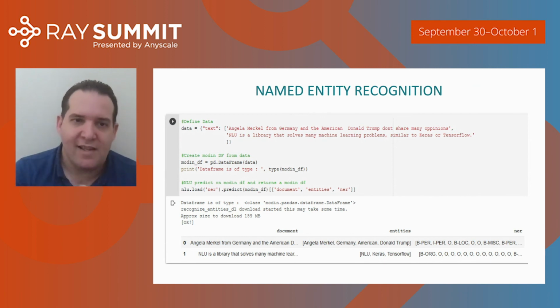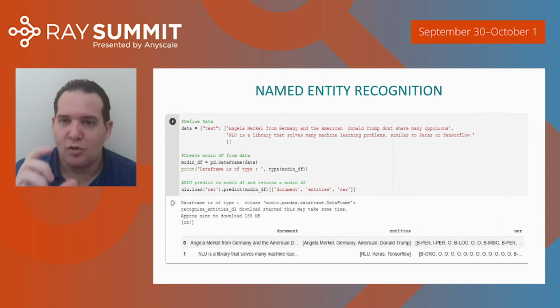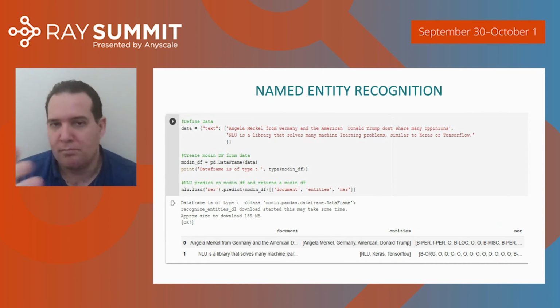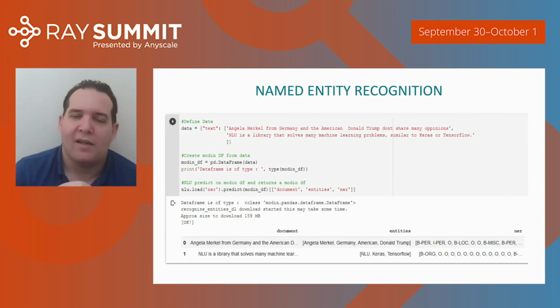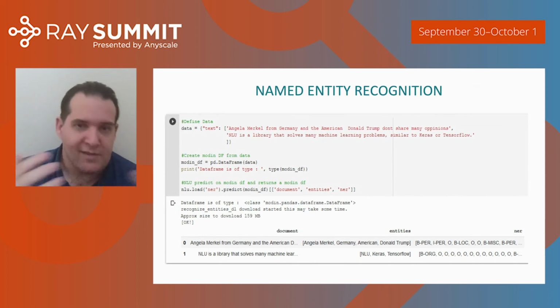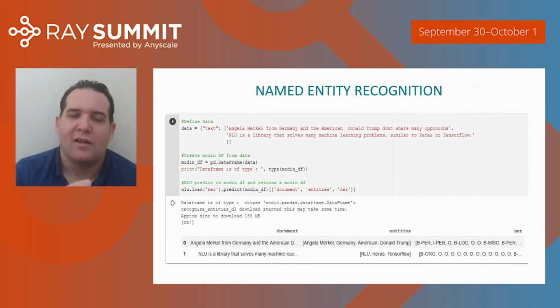Similarly, in the second sentence, NLU is a library that solves many machine learning problems similar to Keras or TensorFlow. We want to identify NLU, Keras, and TensorFlow basically as entities. And this is useful if you're trying to build knowledge graphs, understand really who you're talking about, be able to do anything, even things like question answering, search. In many NLP applications, named entity recognition, or NER in short, is a very fundamental task.